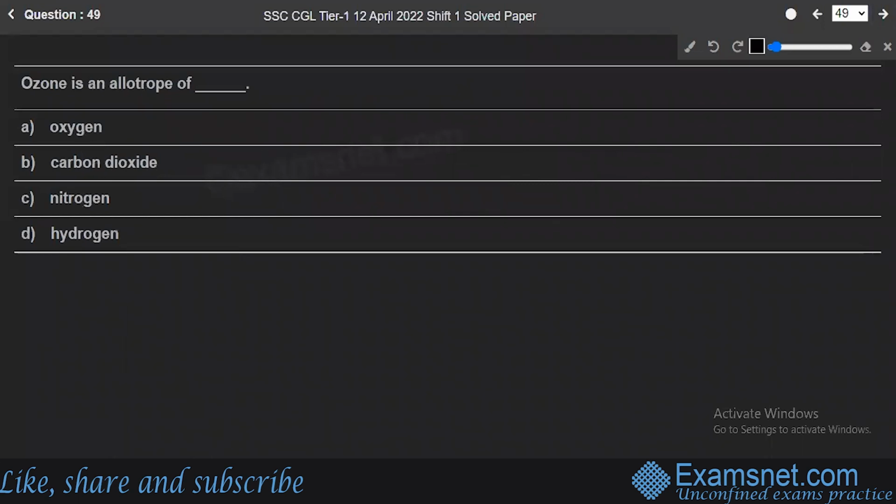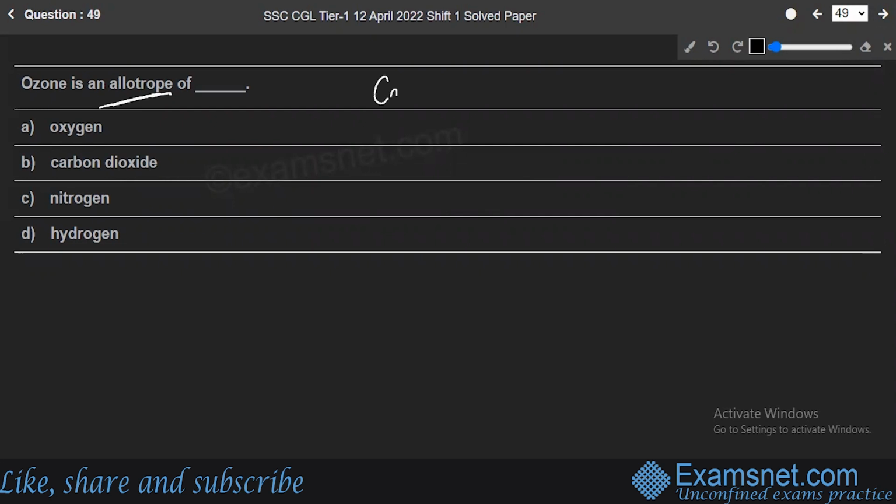Question number 49. Ozone is an allotrope of oxygen, carbon dioxide, nitrogen, or hydrogen. First of all, you should know what allotropes are. This is a question of chemistry. Allotropes are each of the two or more different physical forms in which an element can exist.